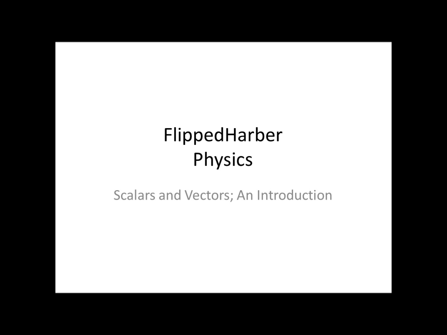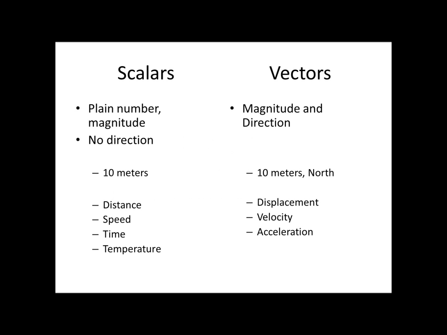In this video we're going to talk about scalars and vectors, a brief introduction to the two ideas, how they're similar and how they're very different. Now first of all, a scalar is a plain number, just a magnitude. Vectors, on the other hand, include a magnitude but also a direction. So if you see a number like 10 meters, that's what we refer to as a scalar. It only has magnitude. If you see a number like 10 meters north, that's a vector because it's got magnitude, the 10 meters, plus it's also got some direction information tacked on there.